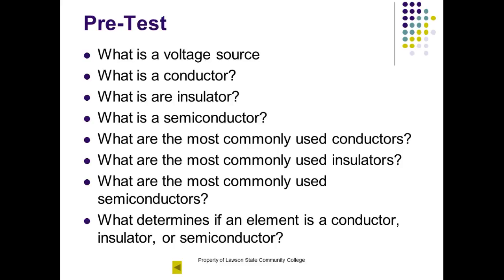What are the most commonly used conductors? We've already talked about that. Aluminum and copper. What are the most commonly used insulators? Probably the most common insulator is air. Then we have rubbers. Rubbers are real good. Teflons are good. Plastics, thermoplastics, they have different types of combinations. These make extremely good insulators.